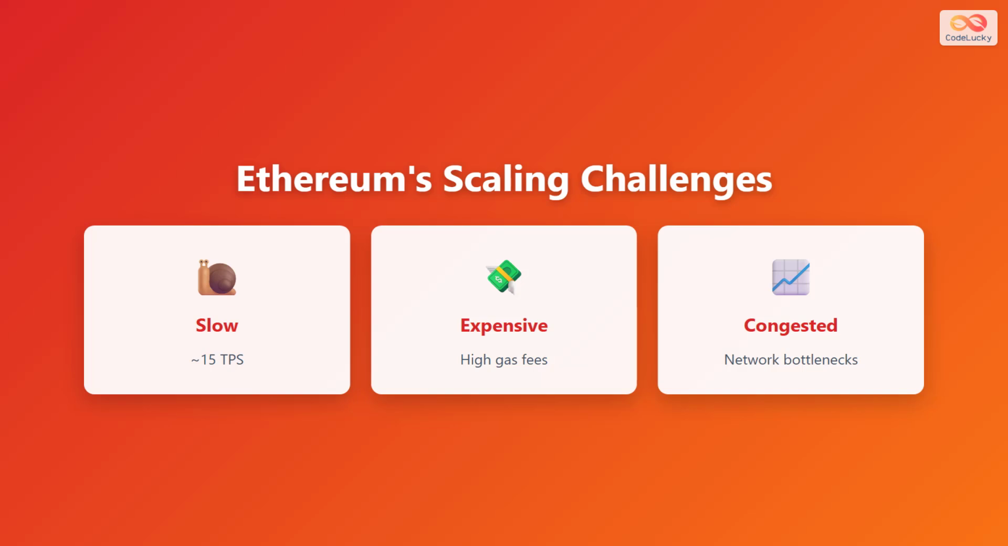To understand why Arbitrum exists, we need to look at Ethereum's limitations. Ethereum can only process around 15 transactions per second, making it very slow. The network often gets congested, leading to high gas fees that can make simple transactions extremely expensive. These bottlenecks prevent Ethereum from scaling to meet growing demand.